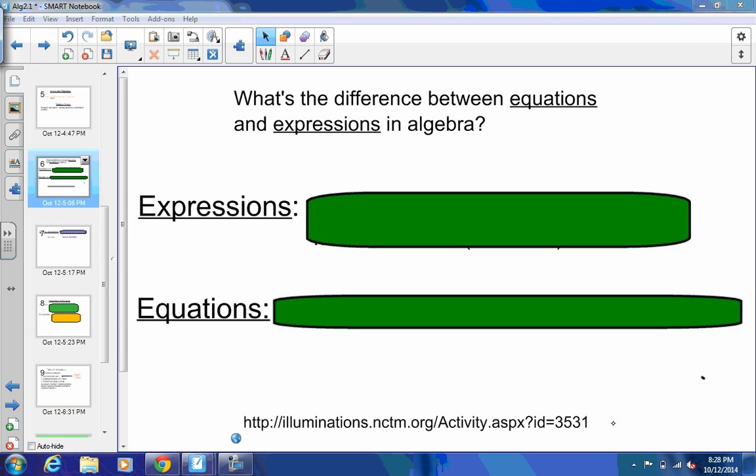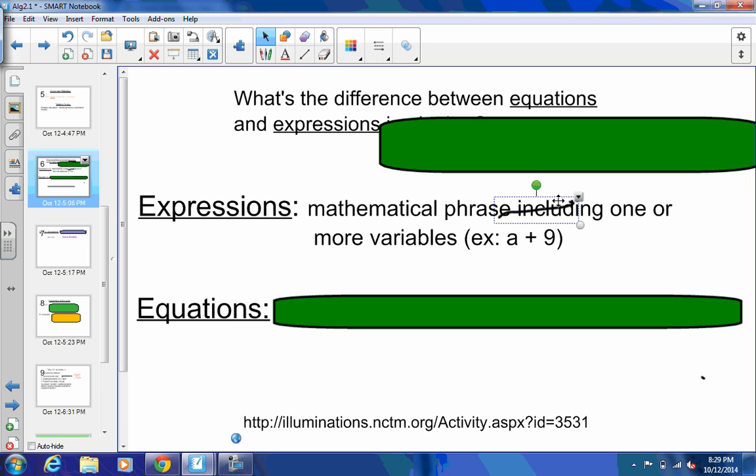Either way, first of all, the difference between equations and expressions, because we've been working with expressions so far. Expressions are a mathematical phrase including one or more variables. So that would be an algebraic expression. I mean, a numeric expression could have no variables. But a little example there is just a plus 9. It's just an expression, a plus 9, the number plus 9.